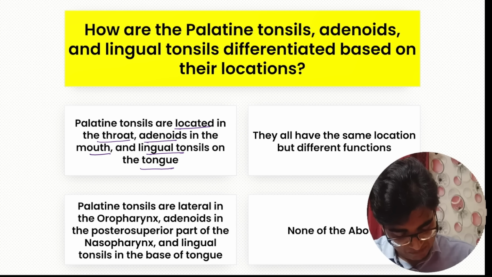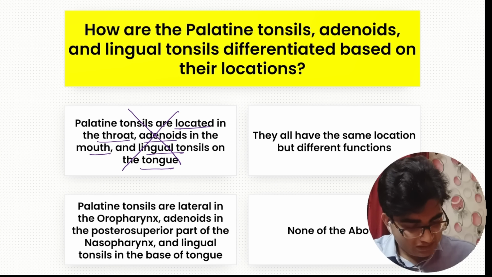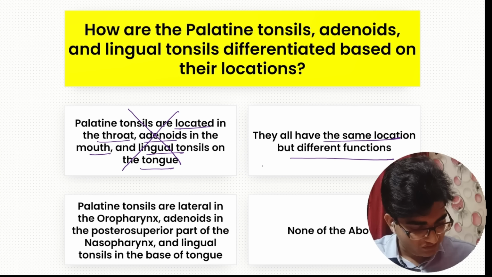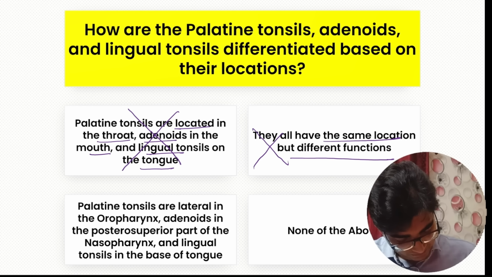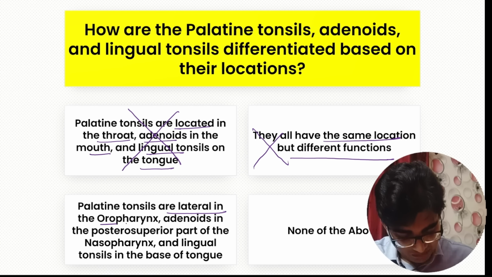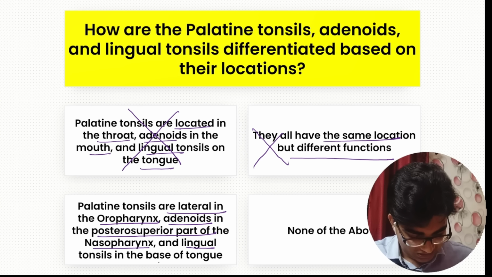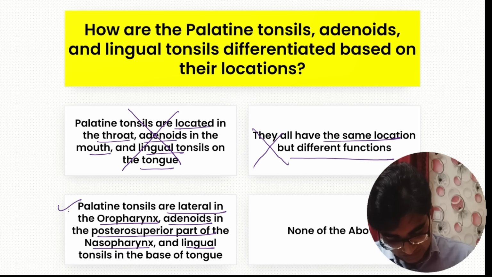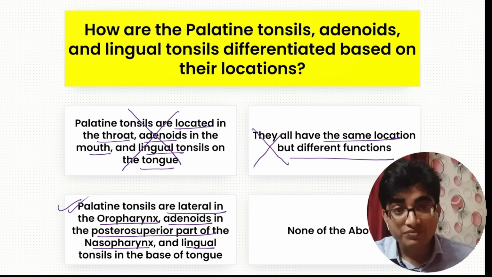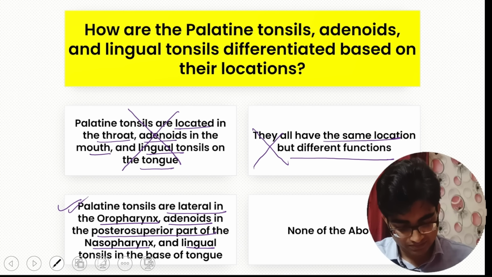This is a very vague concept, so obviously this comes to be wrong. Secondly, they all have same locations but different functions. Again, wrong. This is none of the above, gone away. This one is obviously correct. So what is it? It is located in the oropharynx, palatine tonsils. Adenoids in the posterior superior part of the nasopharynx, and lingual tonsils in the base of the tongue, correct? So obviously this comes to be the correct option. So C is the correct one.